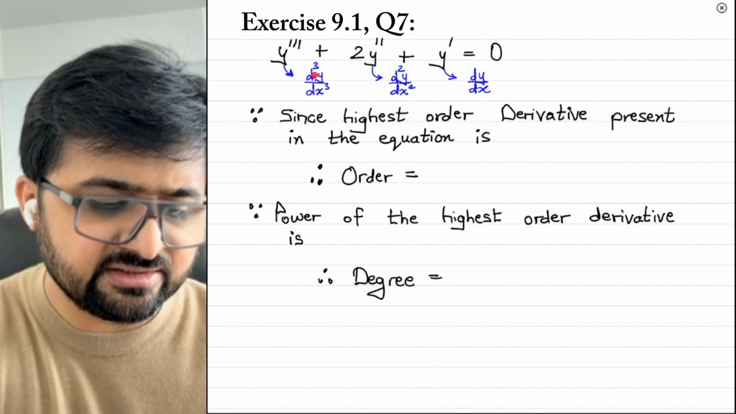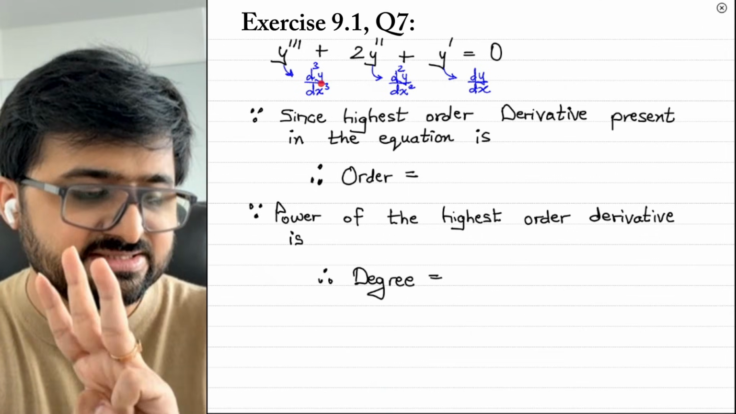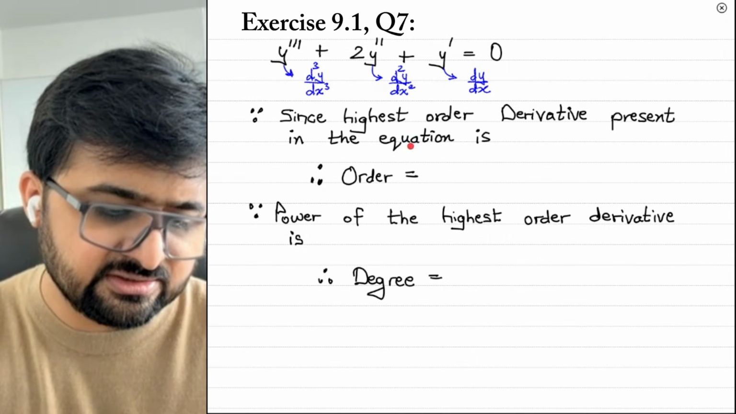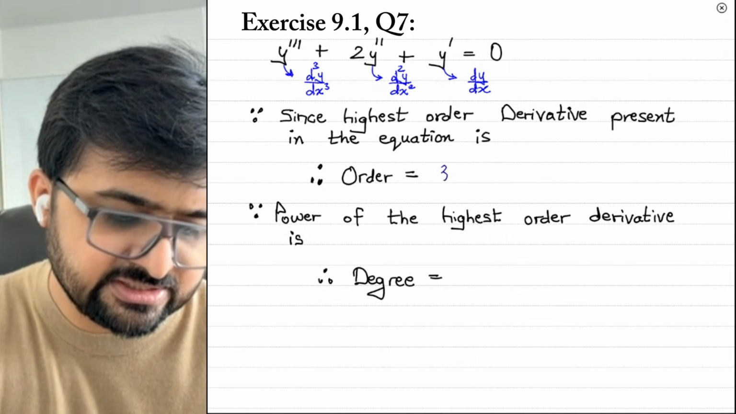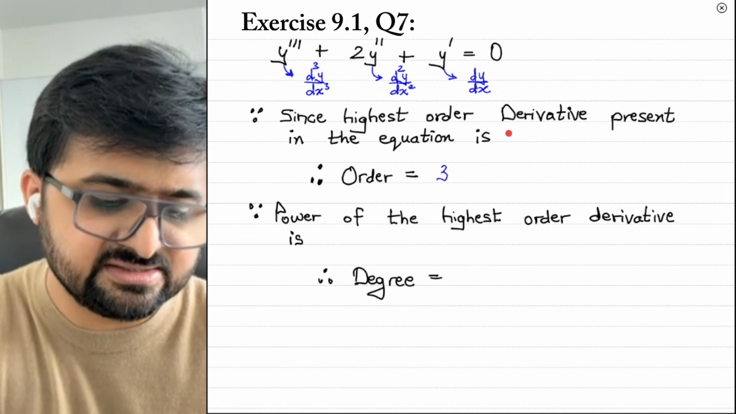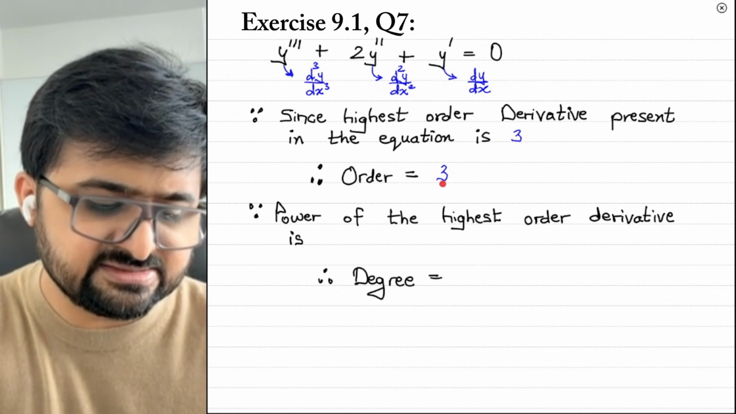Now, there are three derivative terms, and the highest order of the derivative present in this equation is 3, because I have the third order derivative. So since the highest order of the derivative present in this equation is 3, which is this third order derivative, my order is equal to 3.